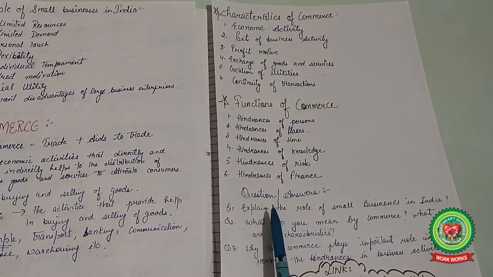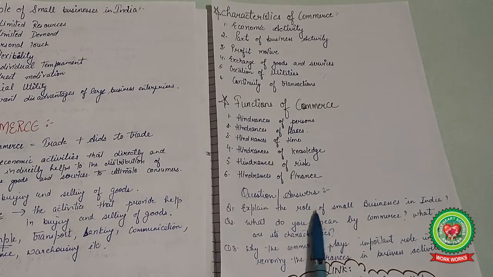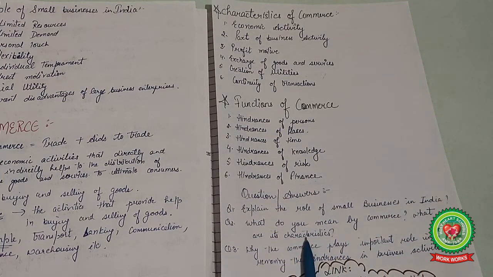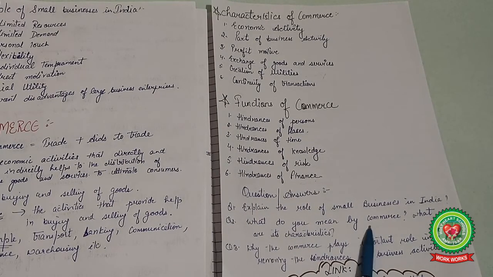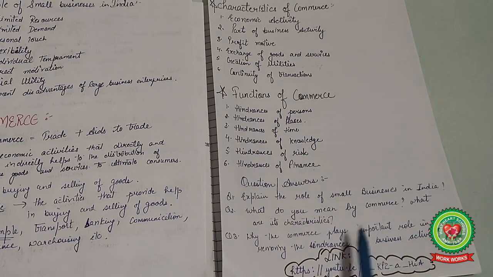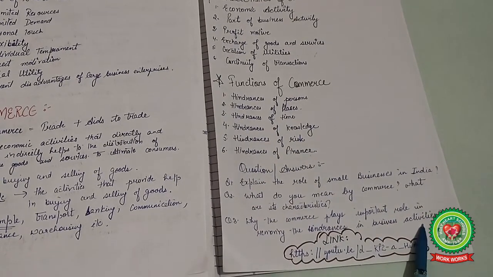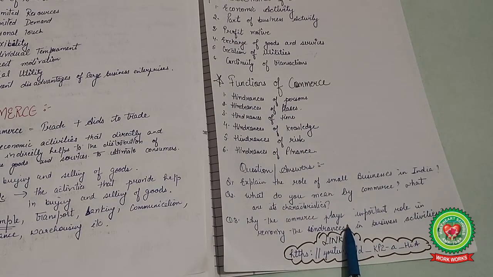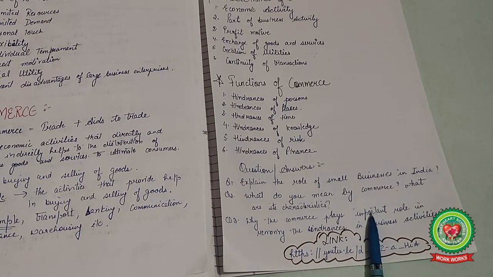So today this is all about commerce. Now you have to write the question answers. First one is: explain the role of small businesses in India. Next: what do you mean by commerce, and write three characteristics of commerce with suitable examples. Next one is: why does commerce play an important role in removing hindrances in business activities? That means importance or functions should be discussed with proper examples, and the persons by whom the hindrances are removed are discussed in this question. You can find various YouTube channels where help is provided so that you can write proper answers to these questions.